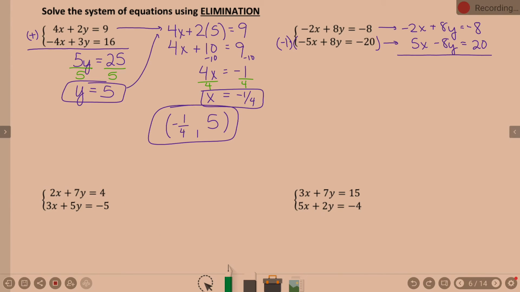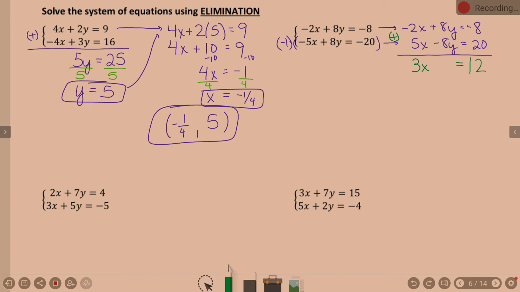You can do that. And now we are set up to add. So add your like pieces. Negative 2x plus 5x is 3x. 8y plus negative 8y? 0. They cancel. I don't even write anything down. Negative 8 plus 20. 12.